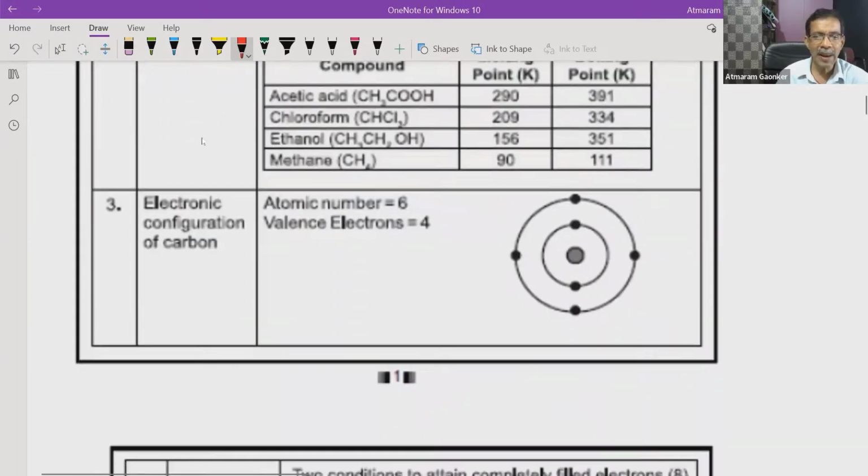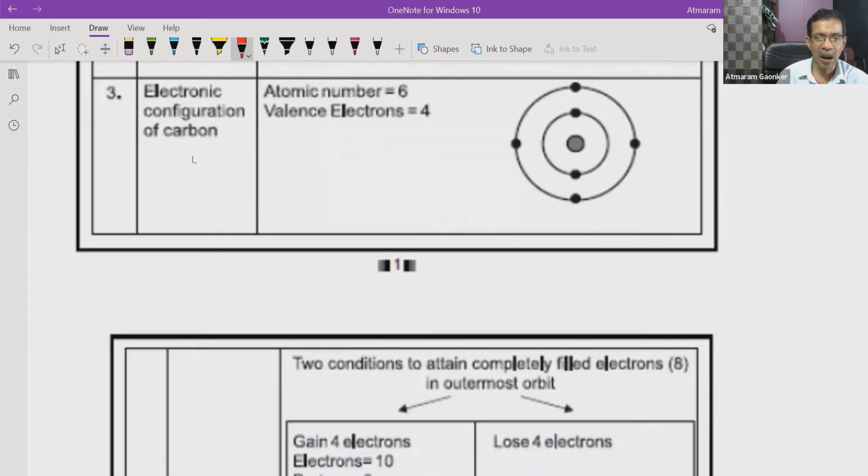Next, we will see the electronic configuration of carbon. What is the atomic number of carbon? It is 6, and the valence electrons are 4. You see, this is the nucleus, 2 electrons in the first shell and the remaining 4 electrons in the second shell. The second shell should have 8 electrons in order to be completely filled, but only 4 are available. So in the outermost shell, there are 4 electrons. This is the electronic configuration of carbon, which you already know.